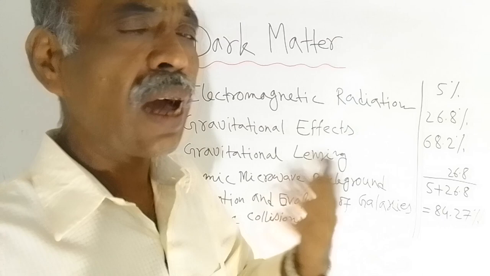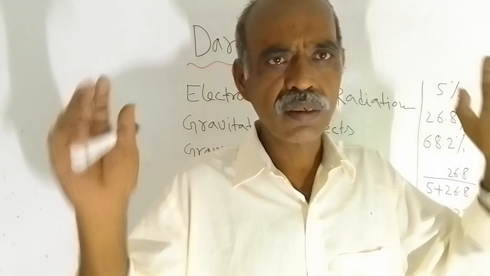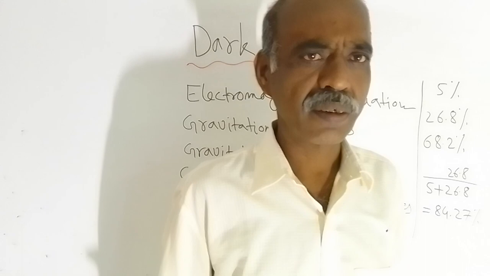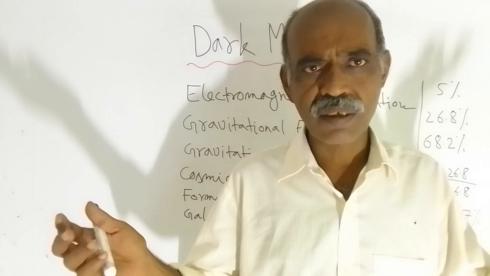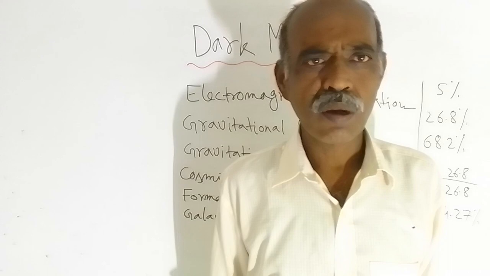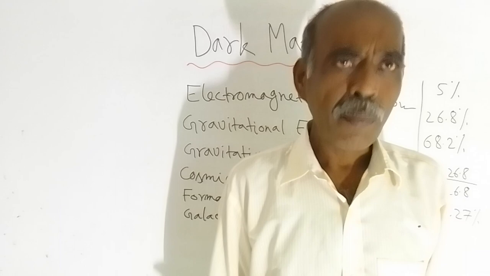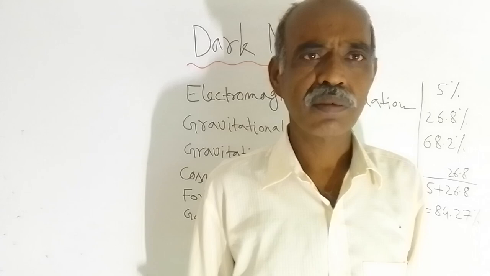Dark matter is not ordinary matter, as we know. Whatever we see, all are ordinary matter. Okay, the matter, whatever we see in our surroundings, even our body, everything is made up of ordinary matter. Means these matters are called ordinary matter. But dark matter cannot be seen. Why can this not be seen?